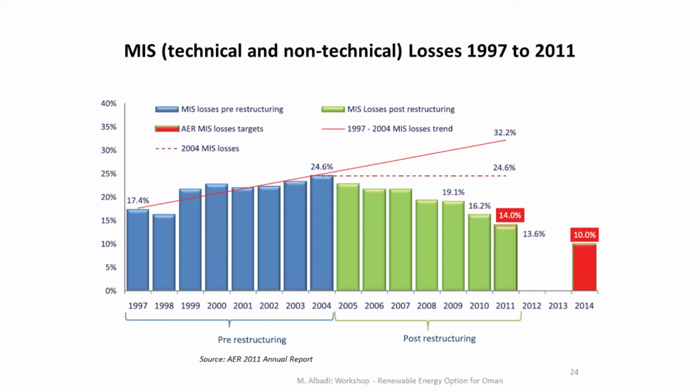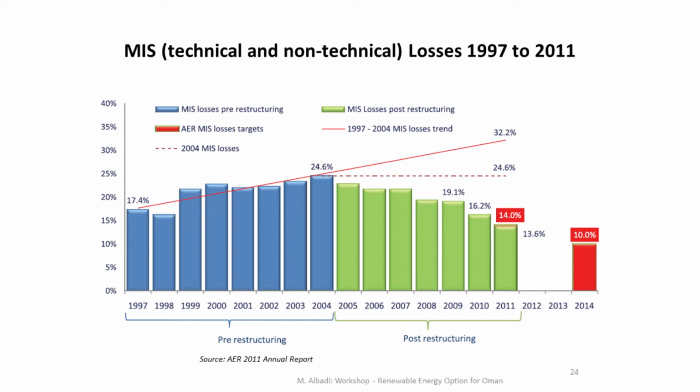And you can see here the brief restructuring. What were the losses? This is the percentage of losses from the total generated power, and these are the years. You can see that losses were increasing, and just before the restructuring, it was about 25%. So about a quarter of the energy that was produced, we don't know where it is going. So these are the losses.